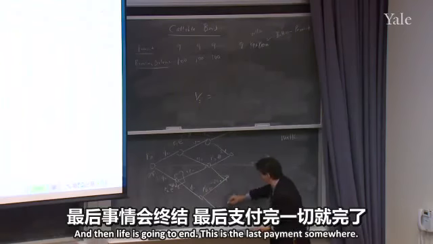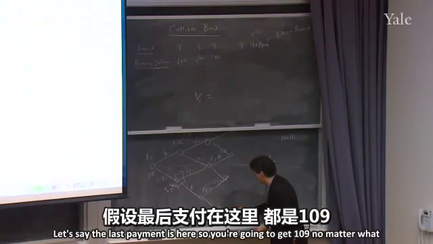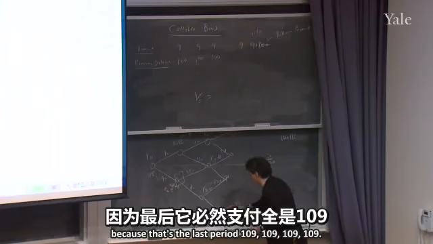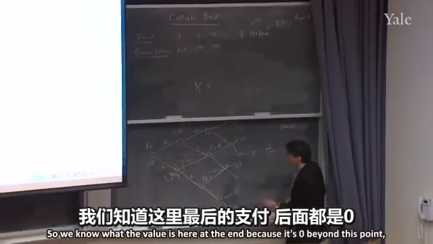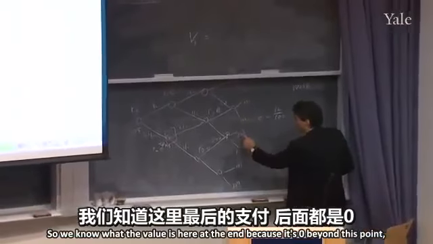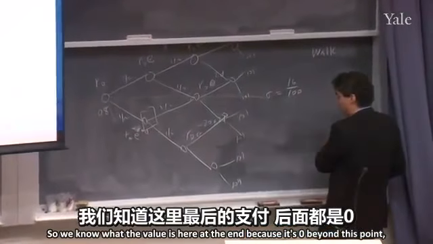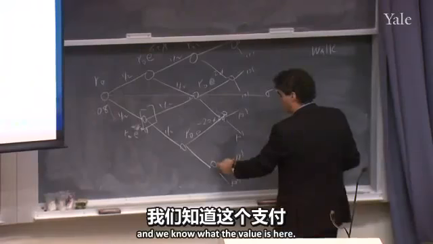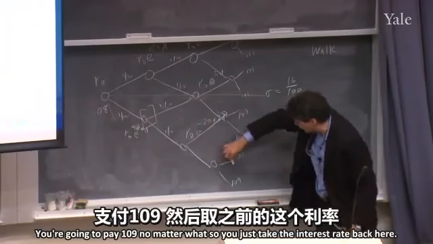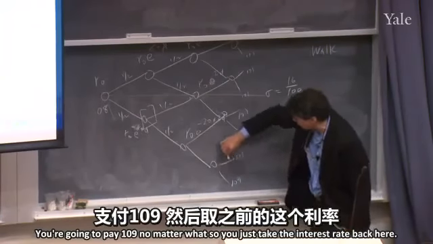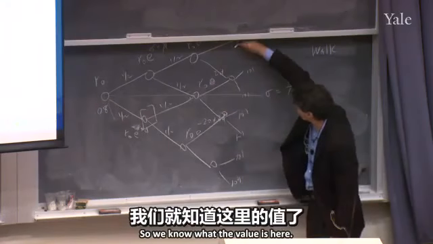And then life is going to end. This is the last payment somewhere. Let's say the last payment is here. So you're going to get 109, no matter what, because that's the last period, 109, 109, 109, 109. Okay, so we know what the value is here. At the end it is 0 beyond this point. You're going to pay 109 no matter what, so you just take the interest rate back here. Okay, so we know what the value is here.